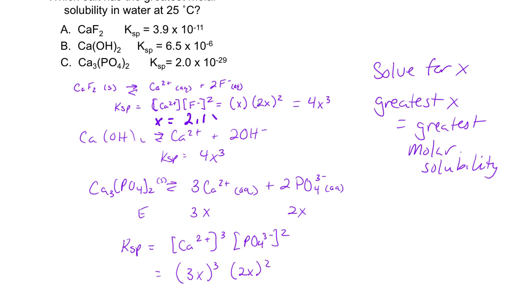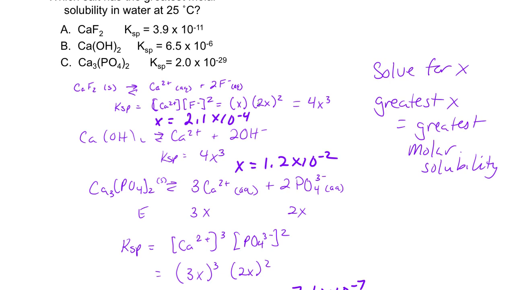So you can check this later. For the calcium hydroxide, x is 1.2 times 10 to the minus 2. And for the calcium phosphate, x equals 7.1 times 10 to the minus 7. So the one with the greatest molar solubility is the calcium hydroxide.